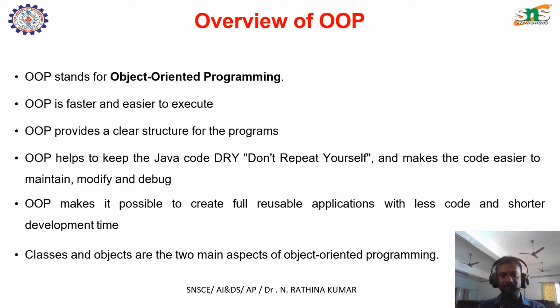Okay, so what is meant by OOPS? It is object-oriented programming. These are some of the points related to object-oriented programming. It is faster and easier to execute. It provides a clear structure for the programs. OOPS makes it possible to create fully reusable applications with less code and shorter development time. And the final, a very important point: classes and objects are the two main aspects of object-oriented programming. So let us see one by one.